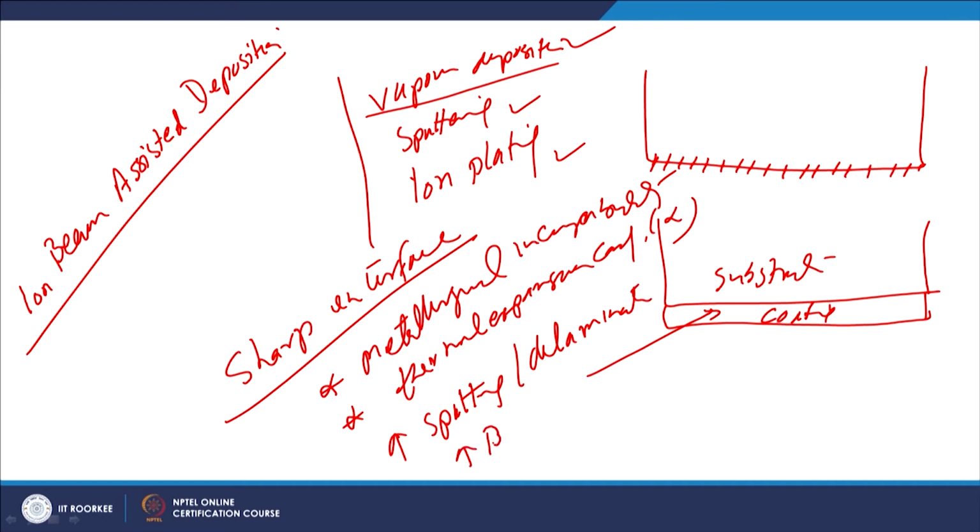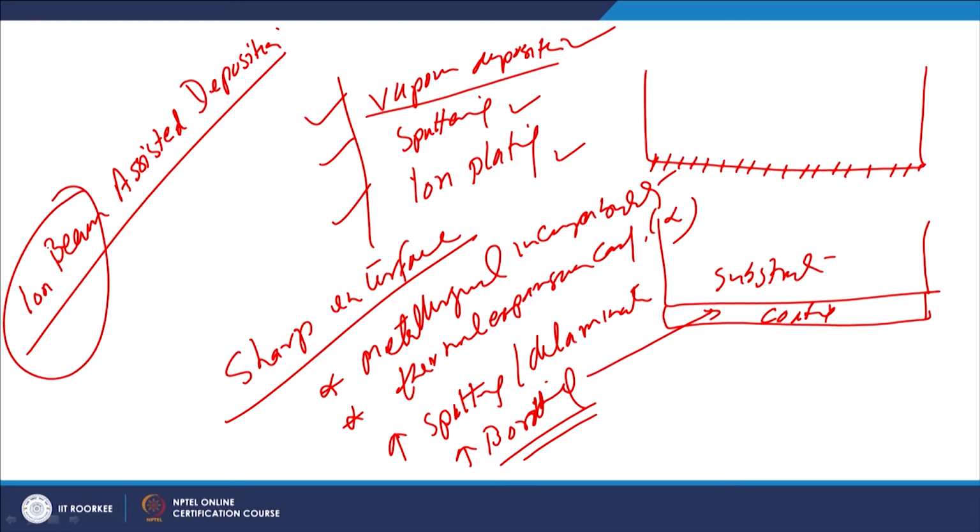That happens primarily due to the poor bonding of the coating or the film which is deposited with the substrate. So this issue is primarily addressed in all these three processes if the ion beam is used in combination with vapor deposition or sputtering or ion plating.